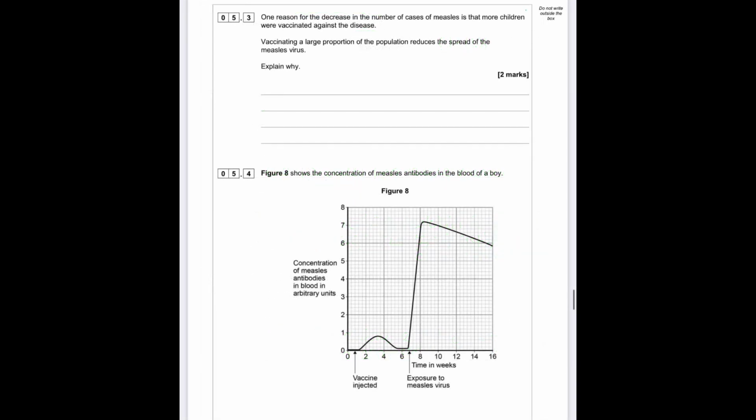For the next part of the question, it says one reason for the decrease in the number of cases of measles is that more children were vaccinated against the disease. Vaccinating a large proportion of the population reduces the spread of the measles virus, and we're asked to explain why. So first of all, if people are becoming vaccinated, then that means the majority of the people are becoming immune, so they don't become ill or become infected. And if fewer people are becoming infected, there's less chance of them spreading it to people who are not immune or have not had the vaccination.